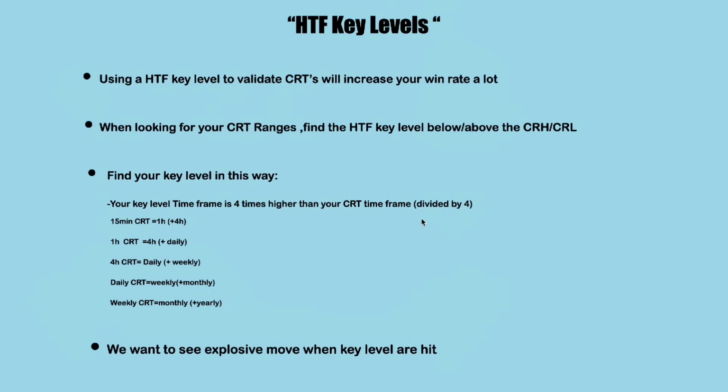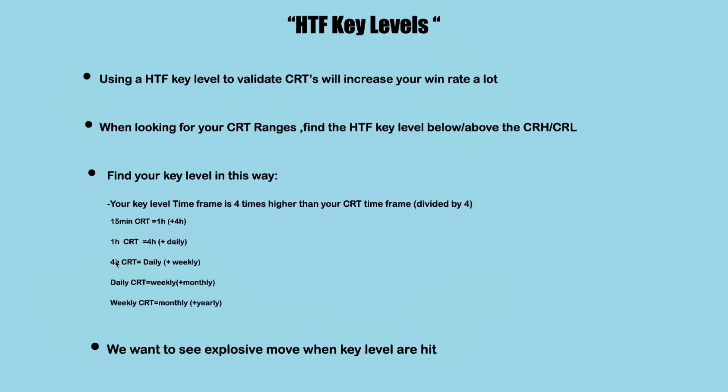Here's the key. Remember the divide by 4 rule. What does this mean? If you have a higher time frame key level from the 1-hour chart, your CRT will form on the 15-minute chart. To reverse it, if your CRT is forming on the 15-minute chart, your key level will come from the 1-hour chart. 15 minutes multiplied by 4 is equal to 1 hour, or 1 hour divided by 4 is equal to 15 minutes. You can also apply this to other time frames. If you're looking at a CRT on the 1-hour chart, the key level will come from the 4-hour or daily chart.